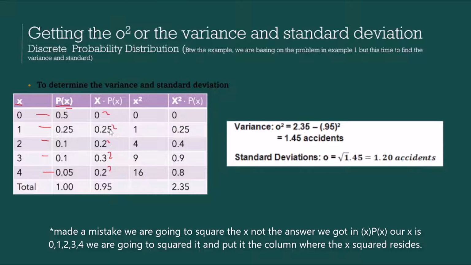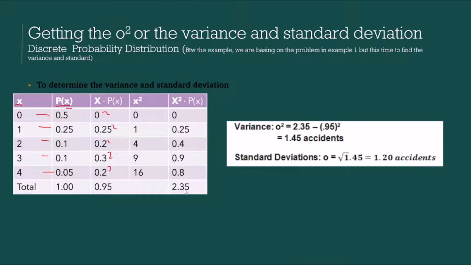1 times 0.25 is equal to 0.25. 4 times 0.1 is equal to 0.4. 9 times 0.1 is equal to 0.9. And the last one is 16 times 0.05 equals 0.8. After timesing, we're going to add the answers we got here, which is 2.35, since we added everything here.